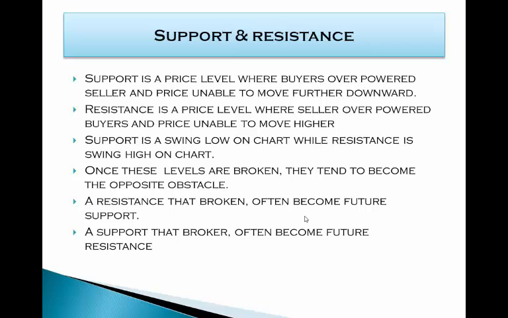Next one is support and resistance, right? This is very commonly used by many traders. Support is the price level where the buyers overpower the sellers, and the price is unable to move further downwards. The opposite is resistance. Resistance is a price level where the sellers overpower the buyers and the price is unable to move higher. Support is a swing low on the charts, whereas resistance is a swing high on the charts. Once these levels are broken, they tend to become the opposite obstacle.